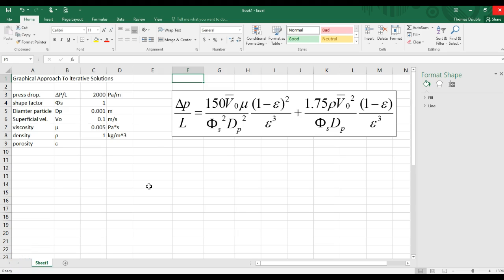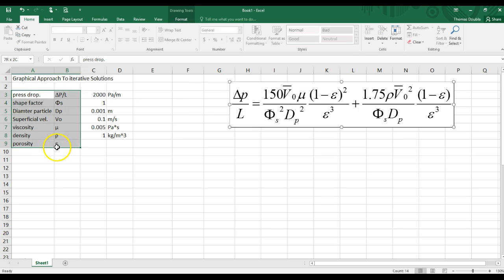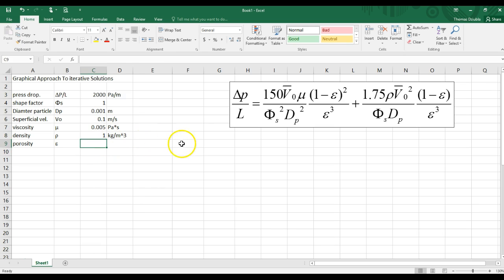Alright everyone, let's start with some graphical approaches to iterative solutions. And to practice this, I am going to show you using the Ergun equation. I have over here a spreadsheet set up already that describes the Ergun equation, and you can see I've created a table of variables with already some information plugged in.